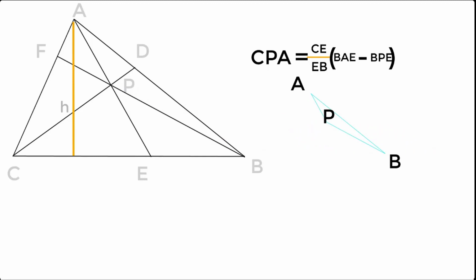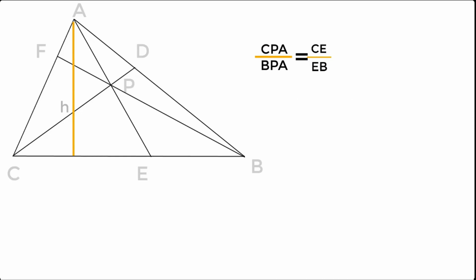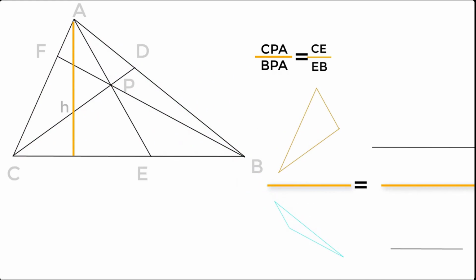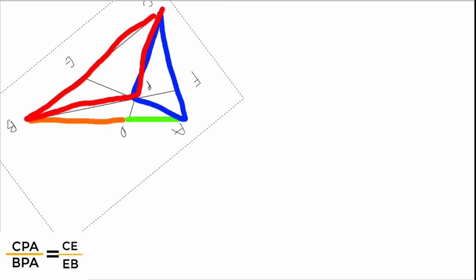BPA can be substituted for the difference in the two areas BAE and BPE in the sum equation, and then multiplied on both sides to get the resulting equation, areas CPA over BPA equal to lengths CE over EB. We can apply this property for every other side as a base.